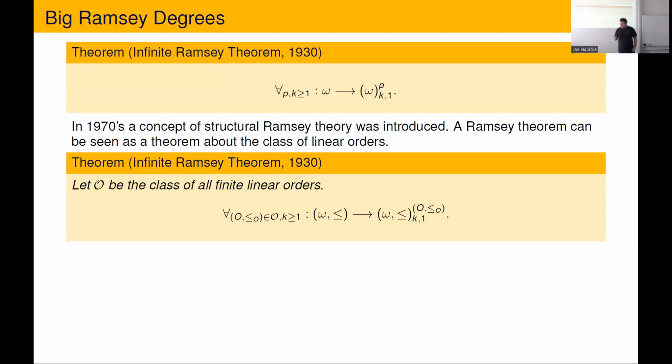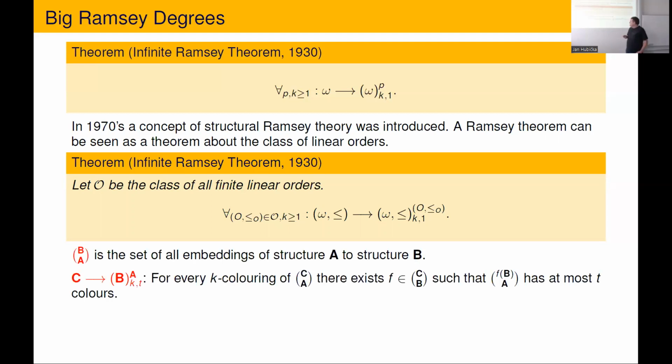And if you have it formulated this way, then you can give meaning to the partition arrows. So this B choose A usually means either the binomial coefficient or the subsets of a given size from B. Here I'm denoting by this the set of all embeddings from A to B, which for linear orders is exactly the same thing. You can check.